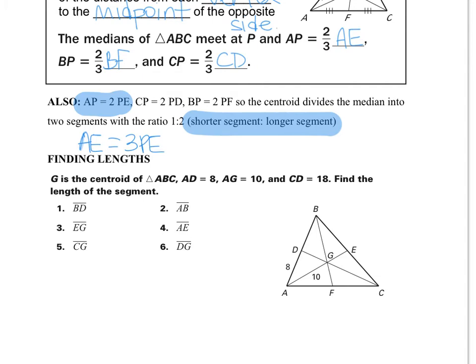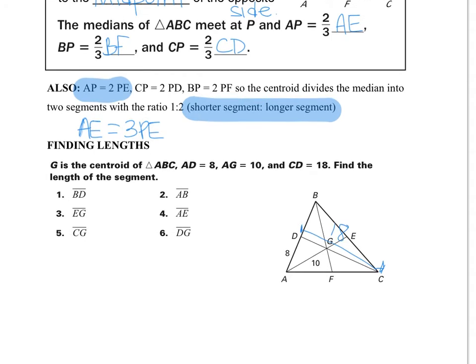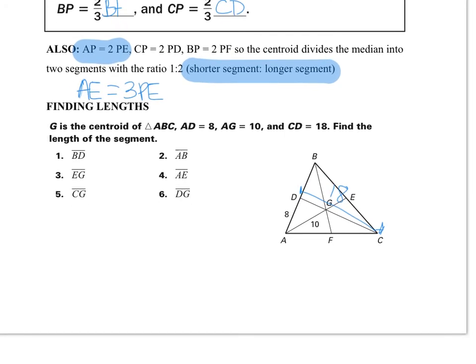So G is a centroid of ABC, AD is 8, AG is 10, CD, the whole length here, is 18. It wants us to find BD. Well, D is a midpoint, so BD is 8.